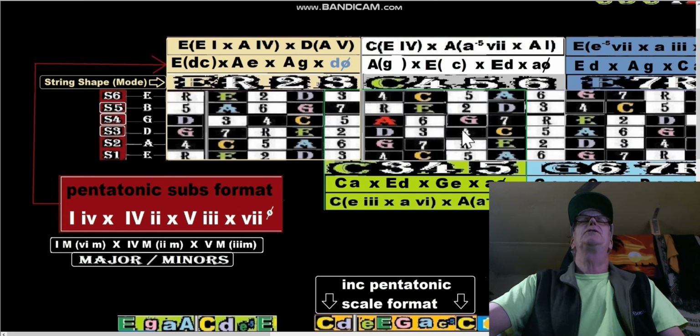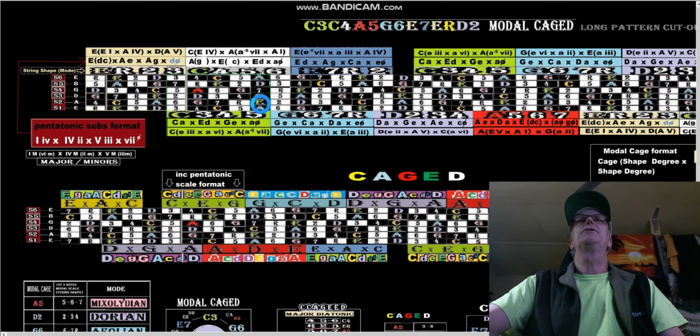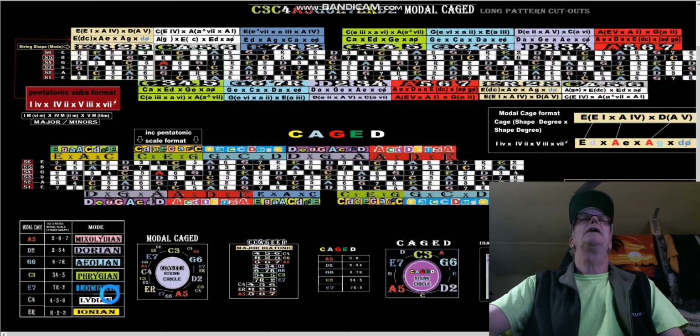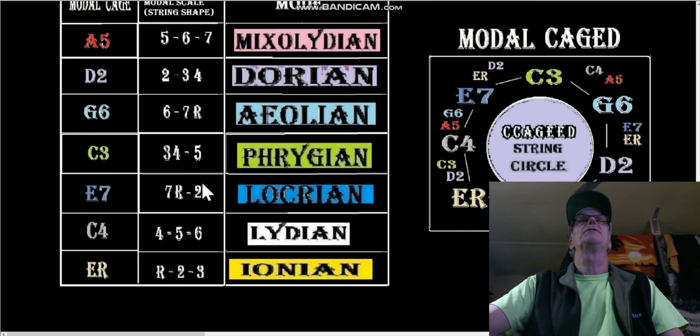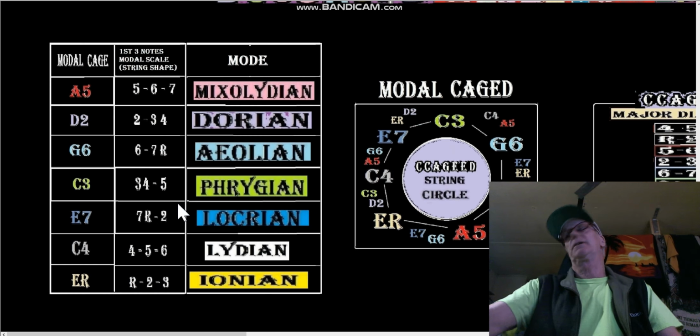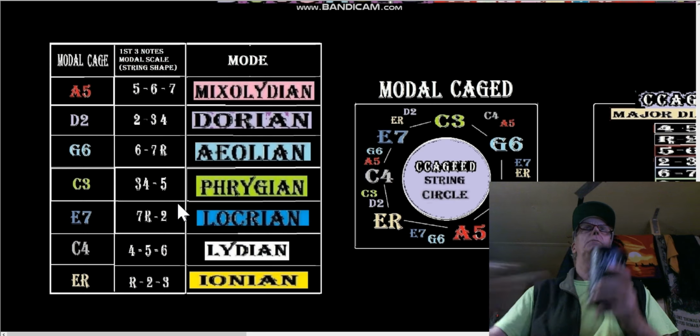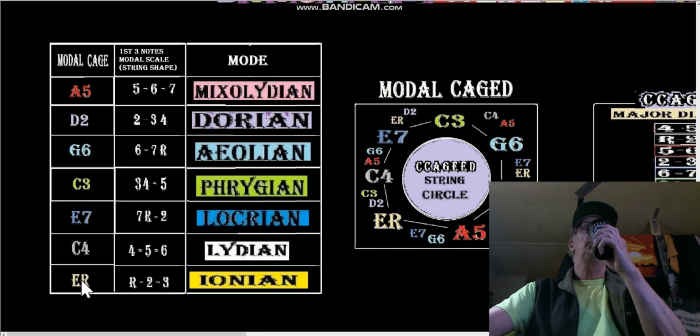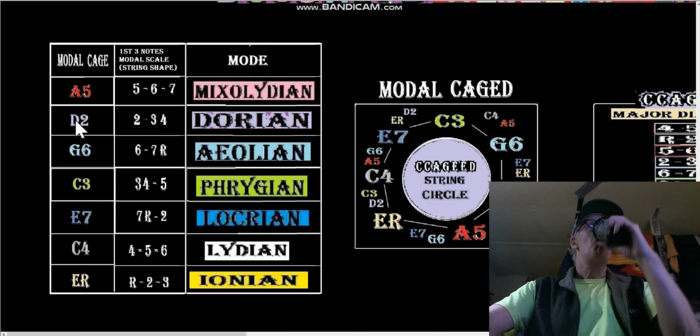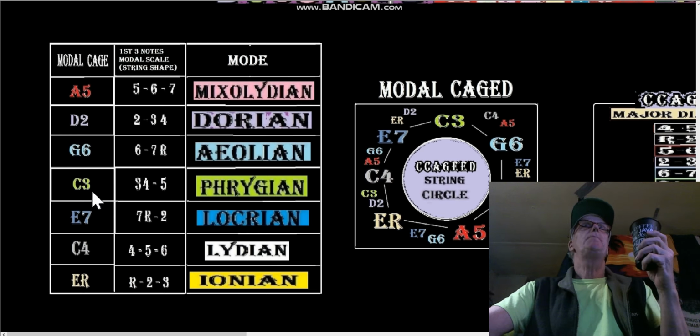So let's get back to what we were talking about. Let's look at the chart in general. What do we have down here? Let's not miss out on some of this stuff. This is basic. We have here the modal cage, E root, D2, C3, C4, A5, G6, E7, and E root.